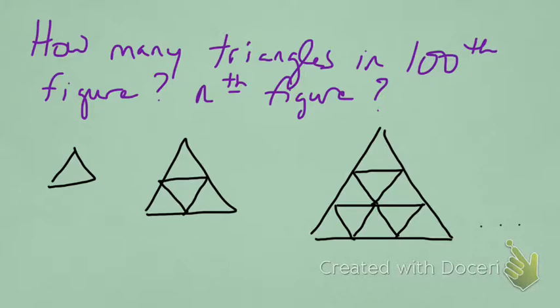Notice that we've got our first figure, our second figure, our third figure, and this would continue. In that first figure, we could see how many triangles there are. There's just one. In the second figure, count them up. Okay, well, we've got 4. In the third figure, oh, that's 9. Okay, so how many triangles would there be in the fourth figure? Let's look for a pattern.